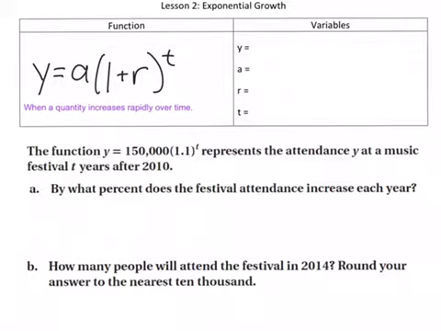So from our equation, we're going to write what the y equals, the a, the r, just so you know what that means. So y is the final amount that we're talking about. A is the initial amount, so the starting place, and r is going to be the rate of growth, and we're going to see it in decimal form.